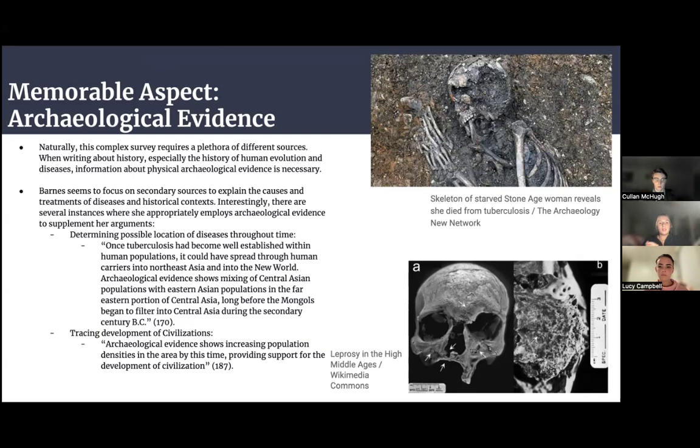Additionally, you could track the development of civilizations. In the book, across all chapters, she talks about, and as we've talked about in lecture, that as civilizations develop and grow, so too do the diseases get stronger and more complex. So archaeological evidence shows that increasing population develops in an organized manner and so do diseases.